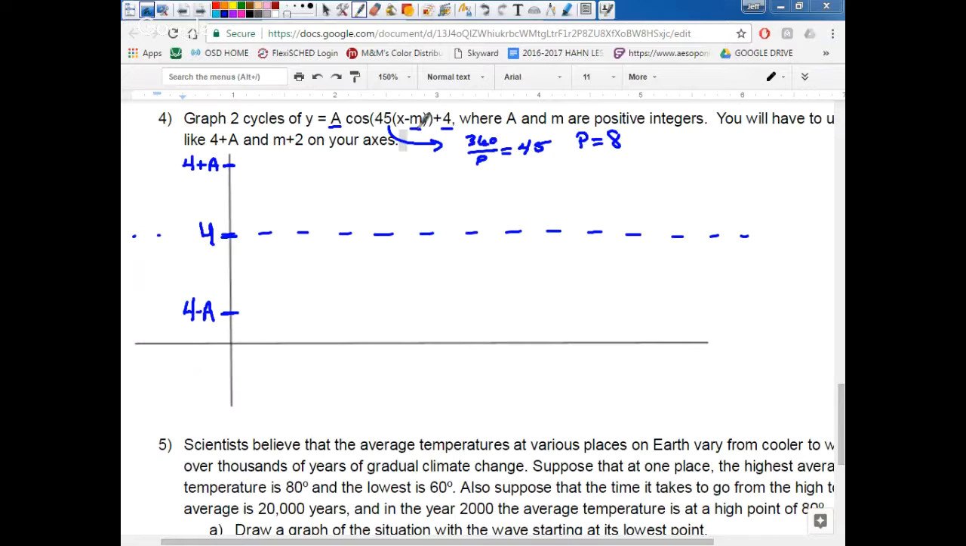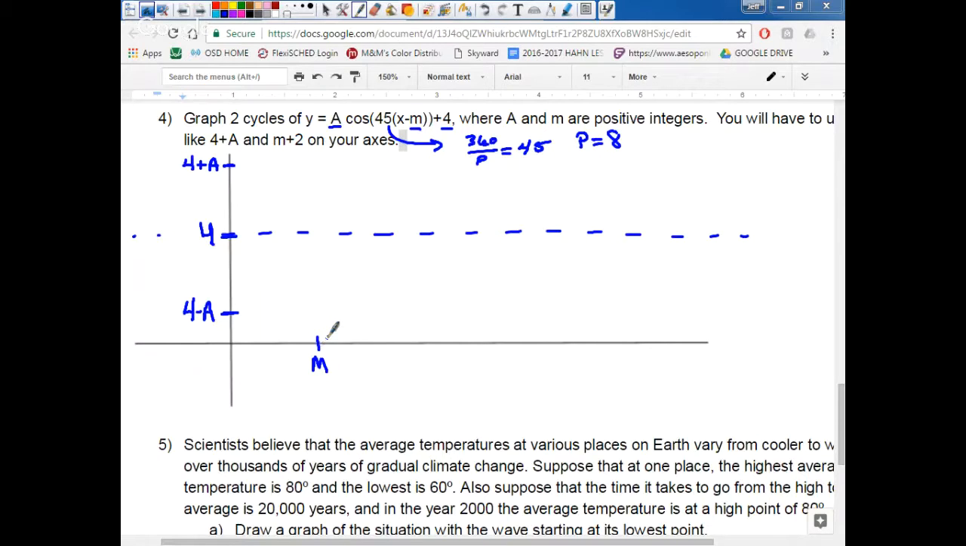Phase shift though, my phase shift is M, so I have to orient where M is on the axis. It doesn't really matter where we decide to put our M. I'm going to put it in the positive. We could put it in the negative, but I'm going to put it in the positive. So we're going to say this spot right here is M, because that represents our phase shift.